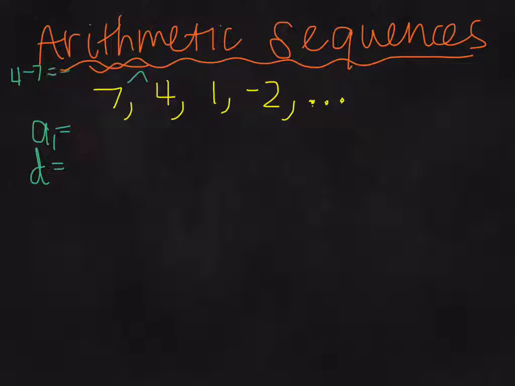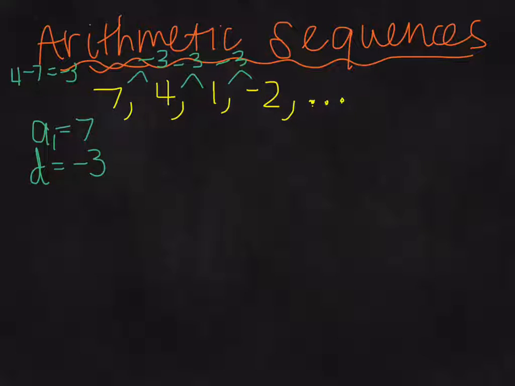So 4 minus 7 is negative 3, or you could just think 7 plus what is 4? So 7 plus negative 3 is 4, and just make sure, does that continue each time? 4 minus 3, yep, that's 1. 1 minus 3 is negative 2. So here our first term is 7, and our common difference is negative 3.